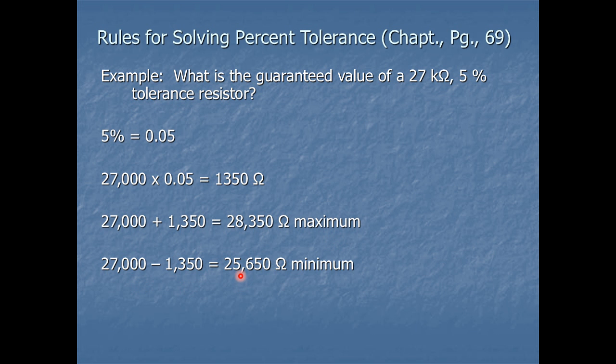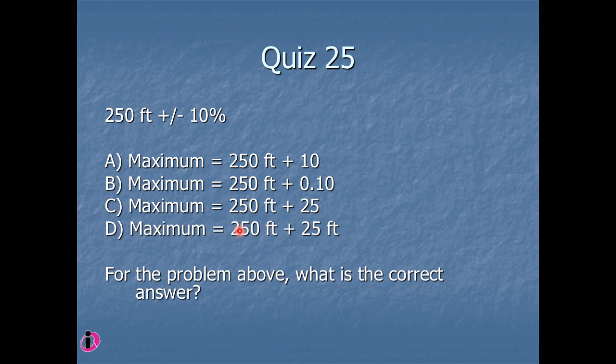This is actually your range, 25,650 to 28,350. That means your resistance will deliver resistance in between this range. You don't know exactly how much it will be giving, but you know this is the range it will be giving. So that's why the tolerance problem is extremely important. Now let's look at some tolerance problems here in the quiz section.